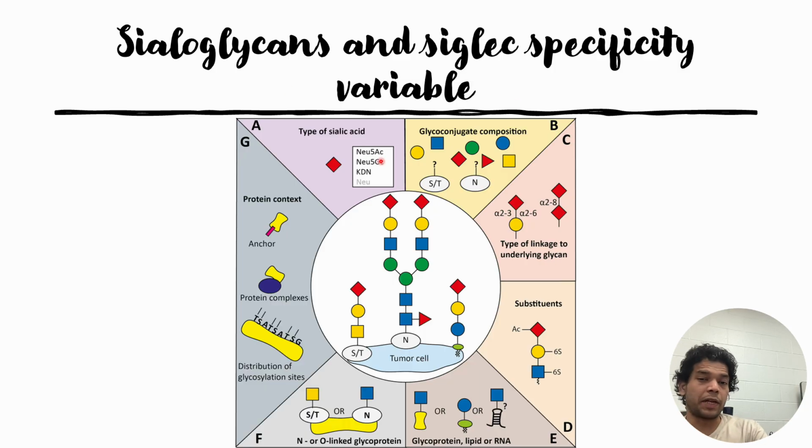So these are some of the common, prominent variables that are found to affect the sialoglycan and Siglec specificity. It is not just a one-on-one interaction. It will also depend on the surrounding factors and the different compositions, even the linkage, how the sialic acid is linked to the other glycans. So this is just a brief overview of the major variables on which sialoglycan and Siglec specificity depends. I hope you understood these variables to some extent.